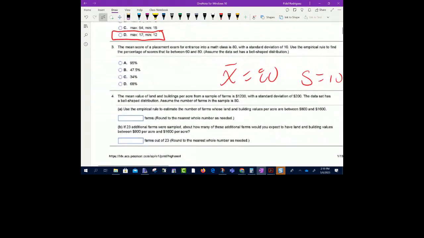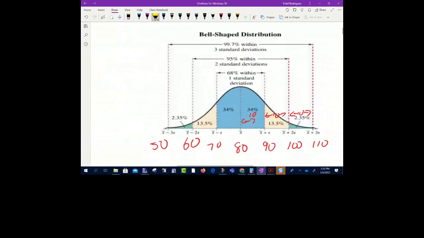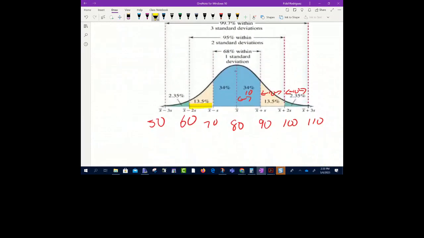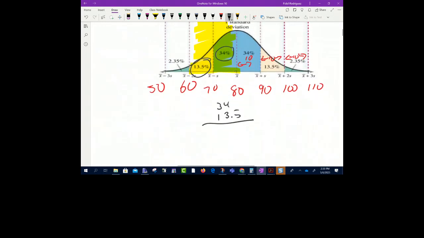They're asking us for just the percentage of scores that lie between 60 and 80. So look, y'all, between 60 and 80, we are looking for that percentage right there. So what percentage are we looking for? 34 and 13 and a half. And if we were to add those two percentages together, wouldn't that be 47.5%? Because that's really what we're looking at.